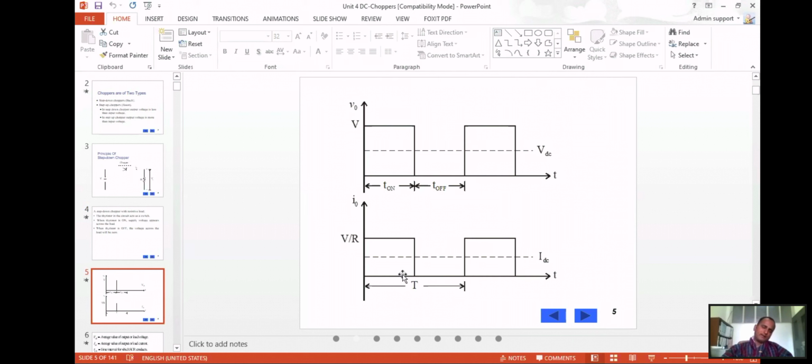Now the current will be in a similar way. The current will be V by R, since this is the resistive load.